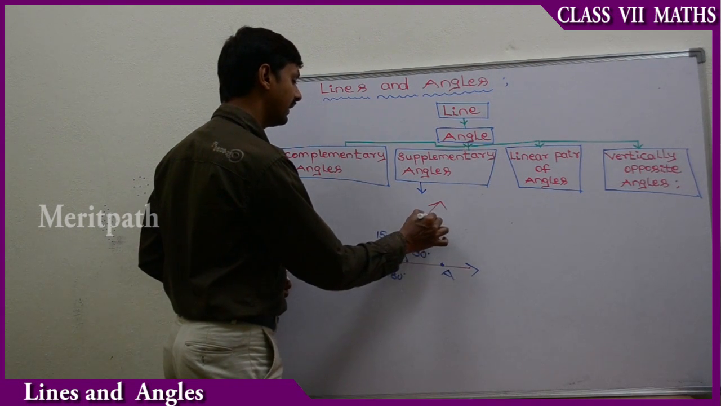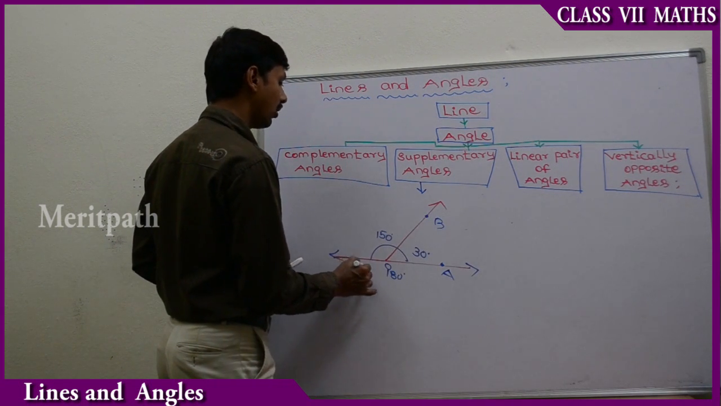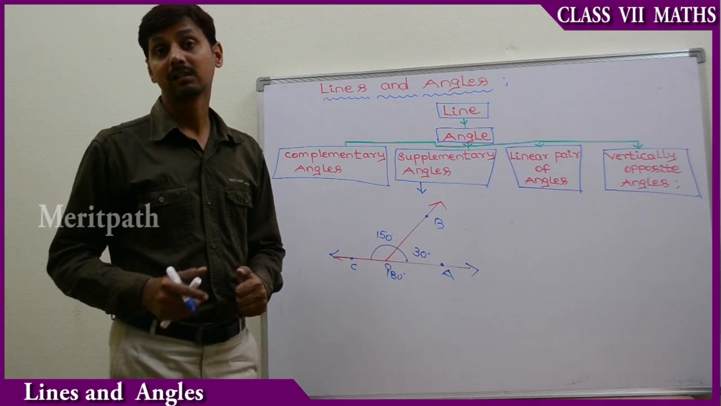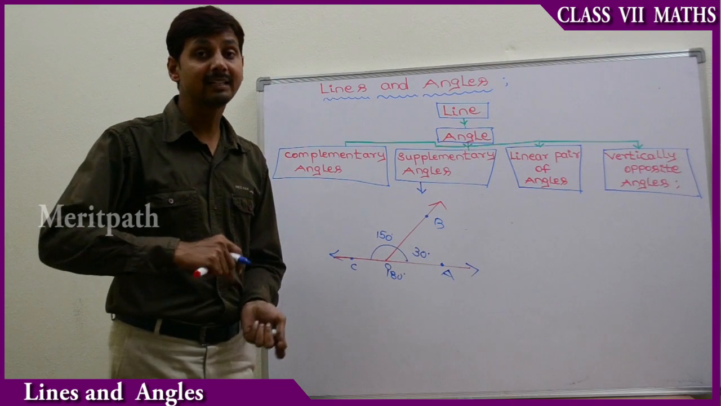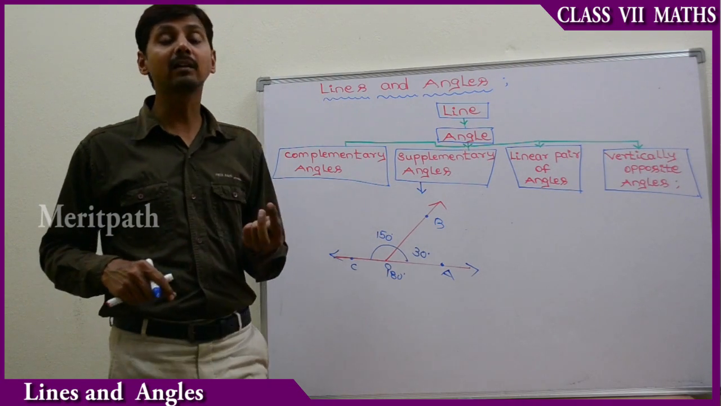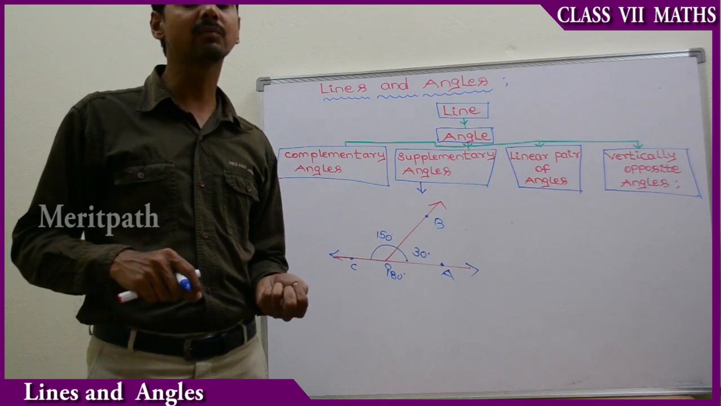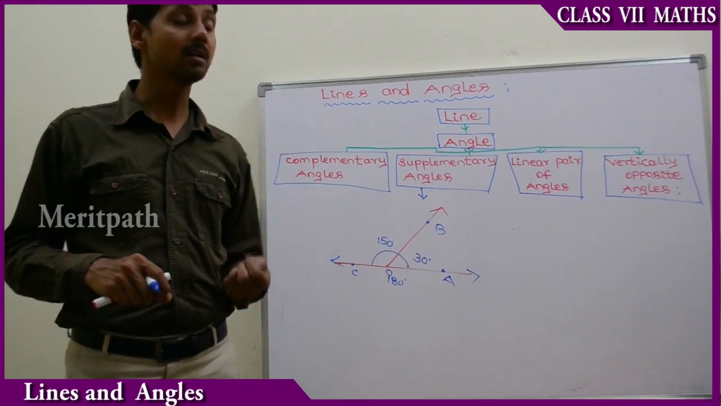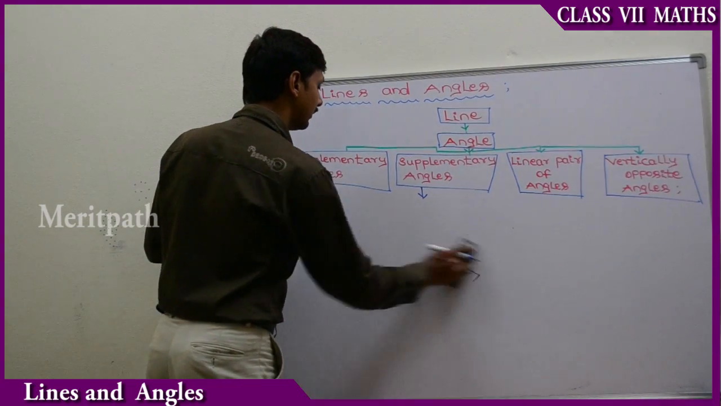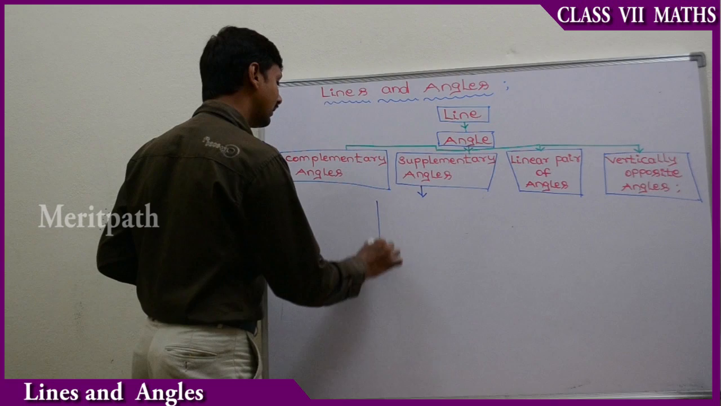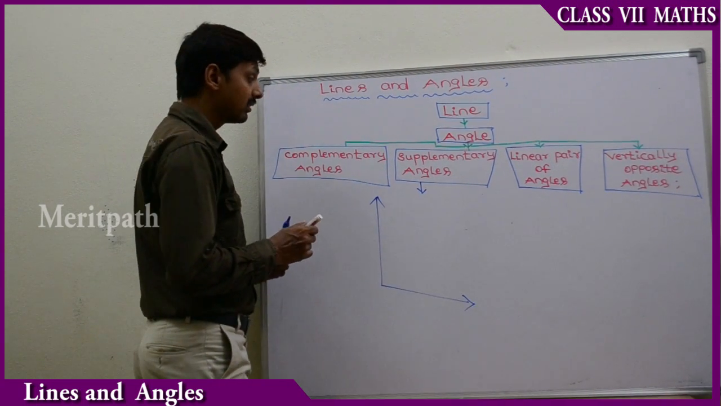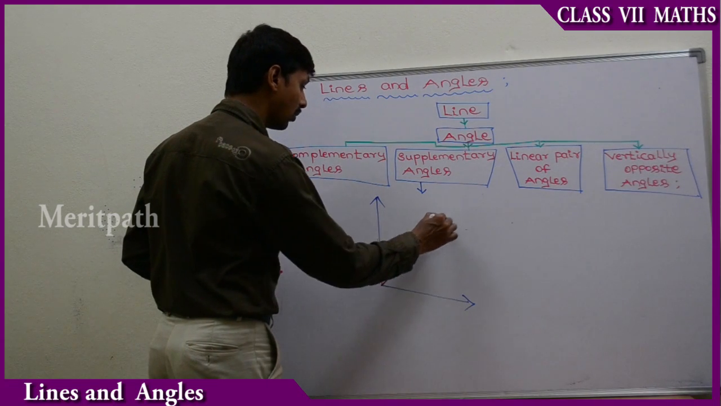Let's name them: A, B, C. Angle AOB and angle BOC are supplementary to each other, because if we add the two angles and we get 180 degrees, we call them supplementary angles. Let's go to the next one, complementary angles.